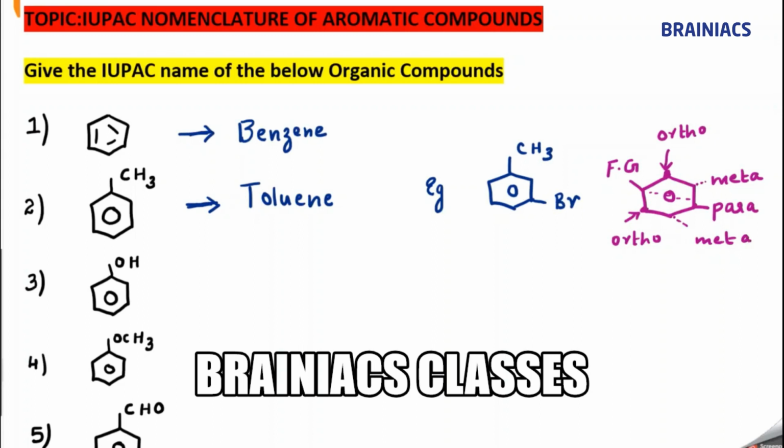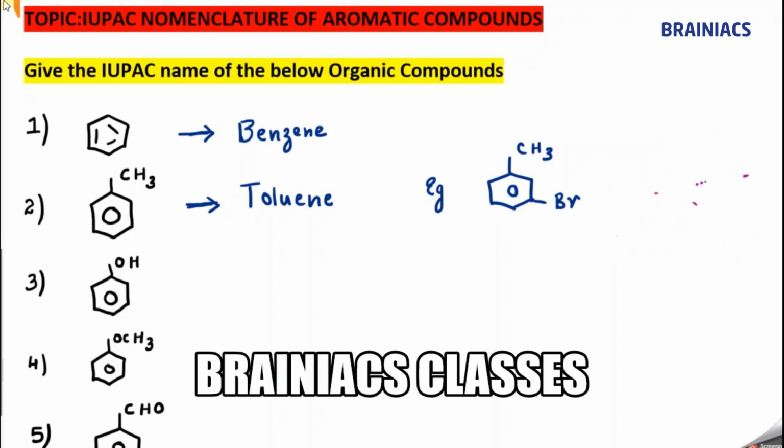Understood? Irrespective of where the functional group comes, the positions near to it are called ortho, diametrically opposite to that is called para, and the other positions are called meta. I hope it is clear for you. Now let me rub this and write what is the name of this compound.